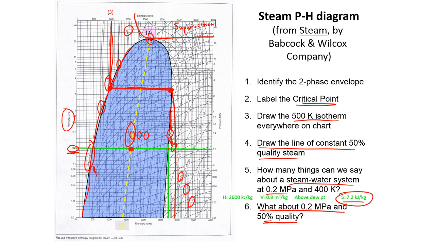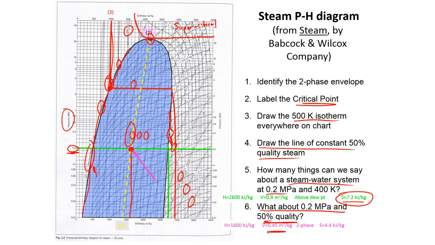Okay, so what about 0.2 megapascals, the same pressure, but 50% quality steam? I'm going to draw, there's my 50% intersecting with the 0.2. Again, I can get the enthalpy. The enthalpy is 1600 kilojoules per kilogram. The specific volume is 0.45. It's going to be two-phase, and the entropy is going to be 4.4. Here are the entropy lines right there.